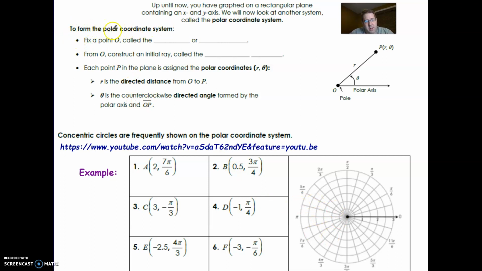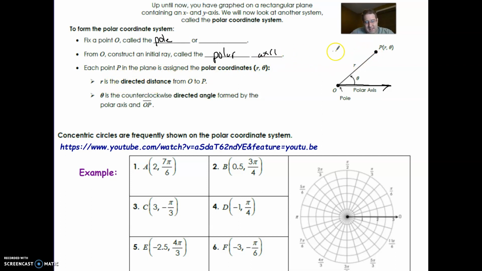To form the polar coordinate system, you fix a point O. So O is a fixed point called the pole. The pole happens to be the center of the coordinate system. And from O, construct an initial ray called the polar axis. And it shows you right there. That's the initial ray that's always going towards 0. And then r is the radius of the circle that's created.